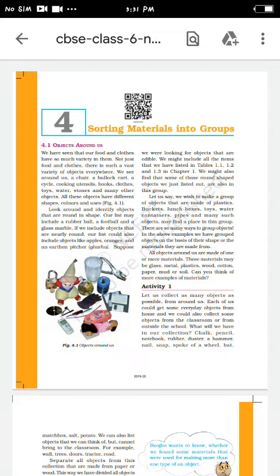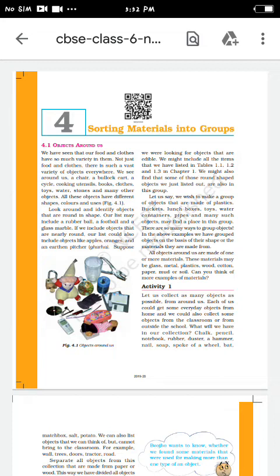So basically now we are going to learn about objects around us. The objects around us are of different types, made of different materials. And what are those materials? The thing from which a particular object is made is called material. Those substances from which the object is made are called materials.